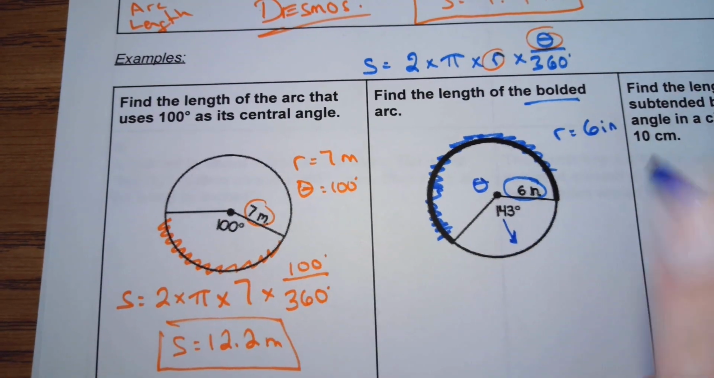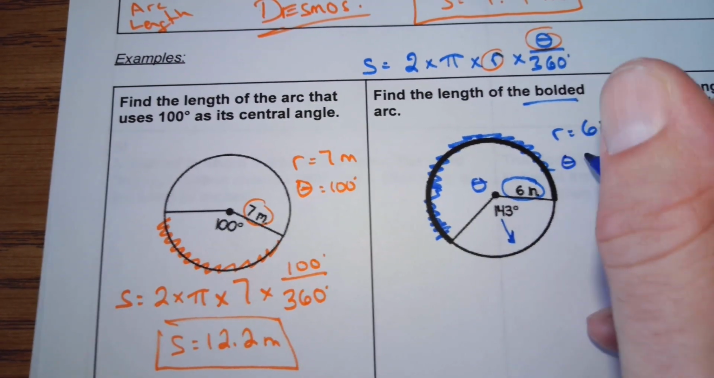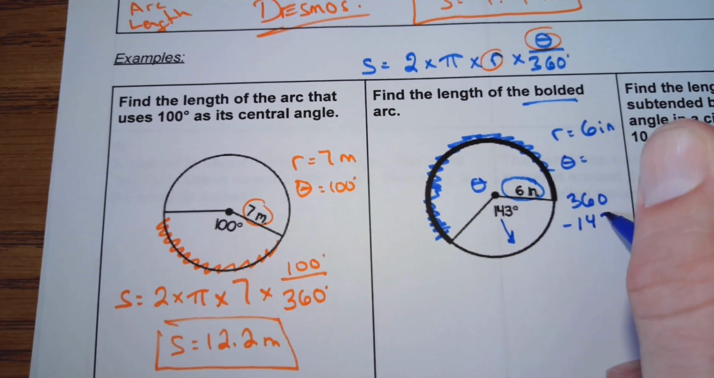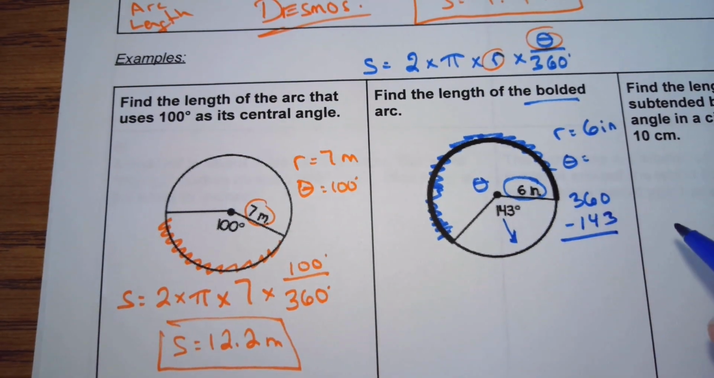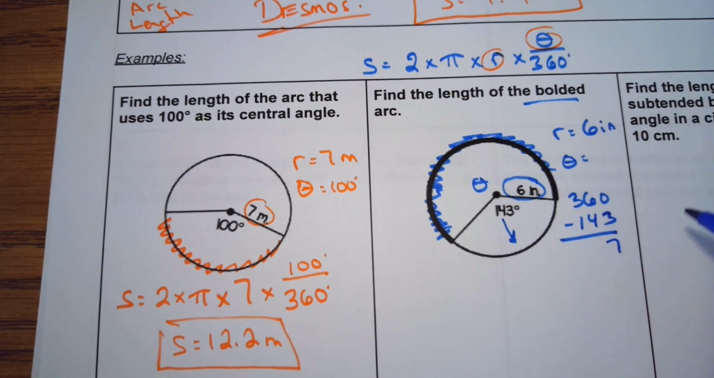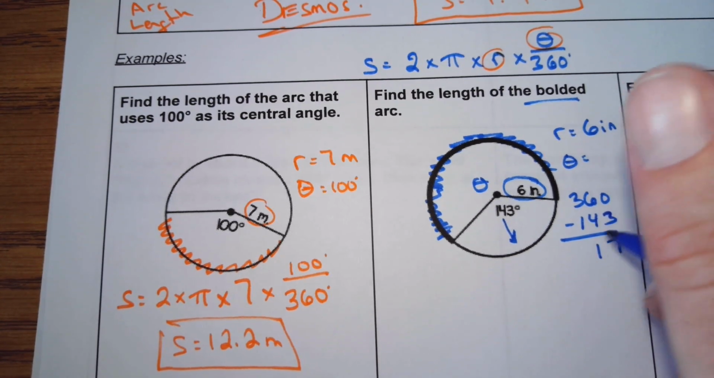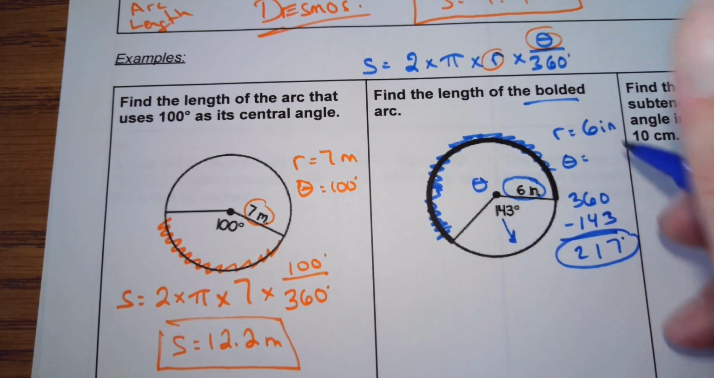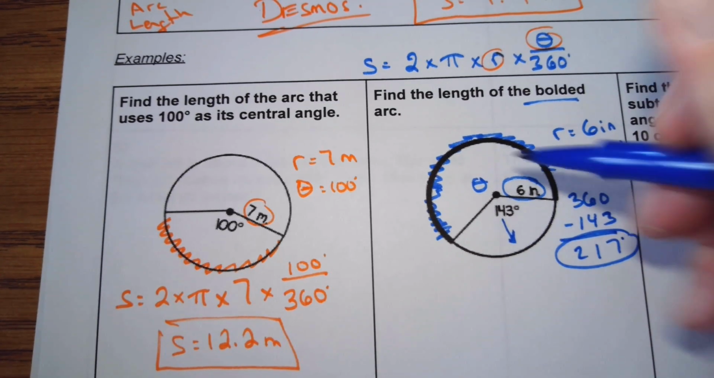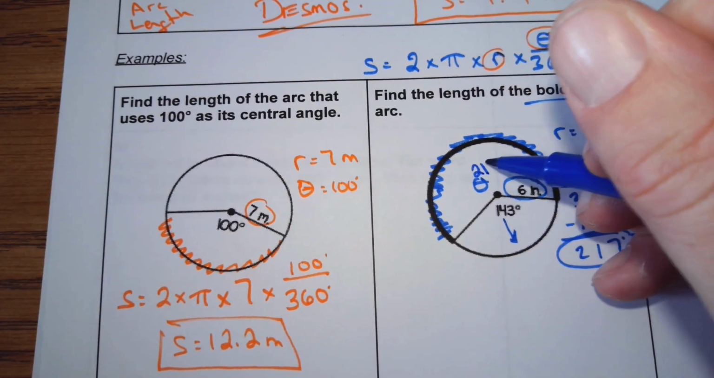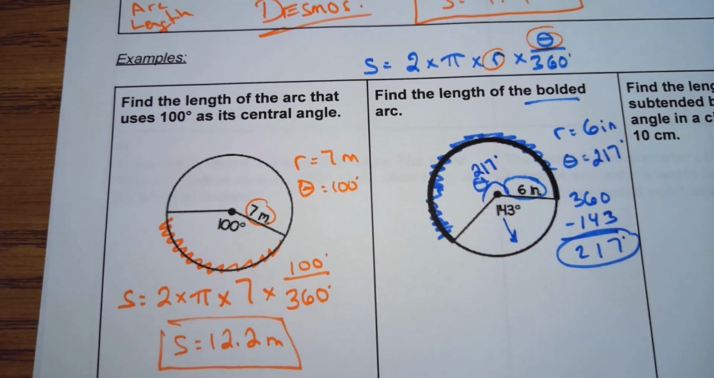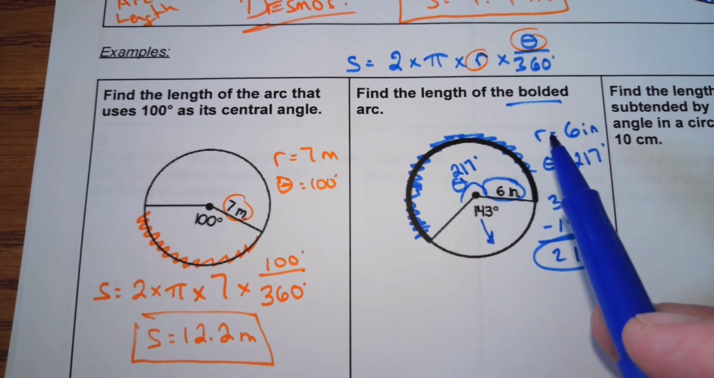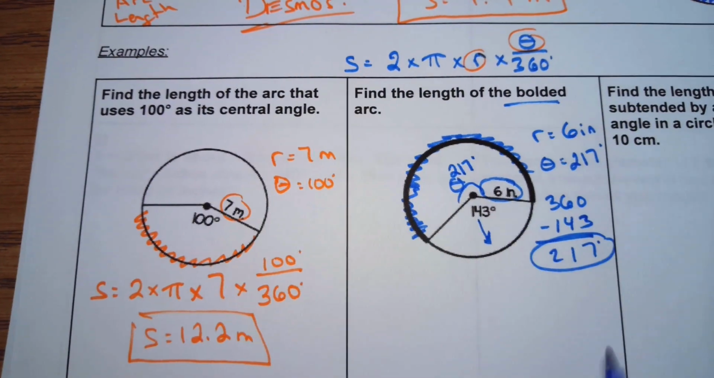Well, I know the whole circle has to be 360. So theta is going to be 360 minus 143. That's 217 degrees. So that means theta is 217. So this angle here, 217 degrees on this side. All right, so now I have everything I need. I have my radius, I have my theta, and I'm just going to substitute in.